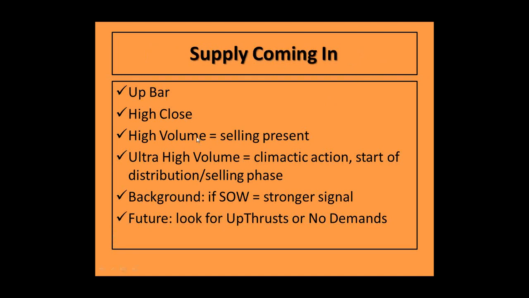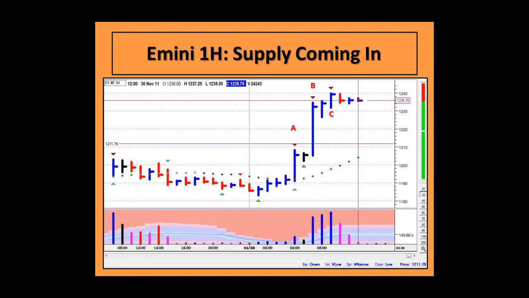High volume means selling is present. If it's ultra high volume, it means it's a climactic action or start of the distribution and selling phase. Let me go back. If you don't know, when you click on it, it'll tell you right down here. Okay, volume low, spread very narrow, close low, bar down. So if you click on this bar, it'll populate and give you the information. If you're not sure what the spread is, or whether it's high or ultra high, it'll tell you. So please don't worry about that. And even if you have the plugins, it'll tell you that as well.